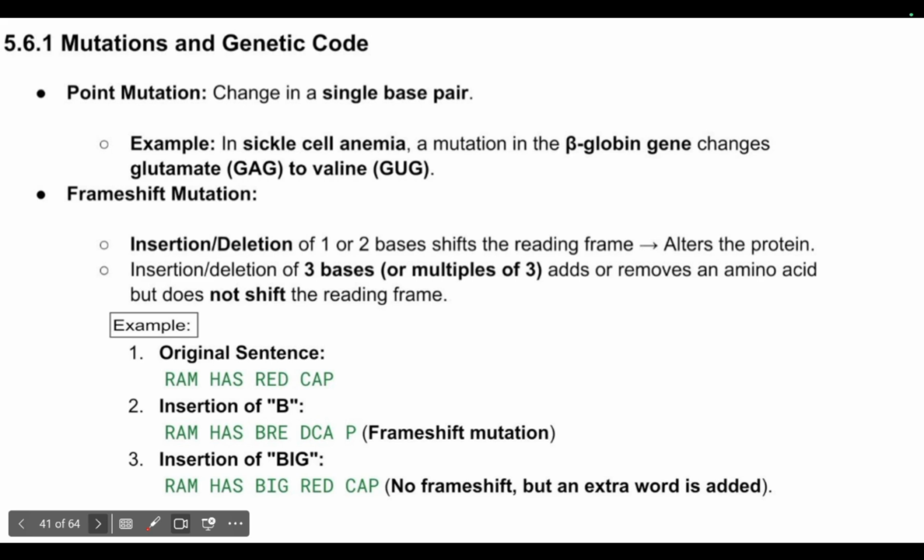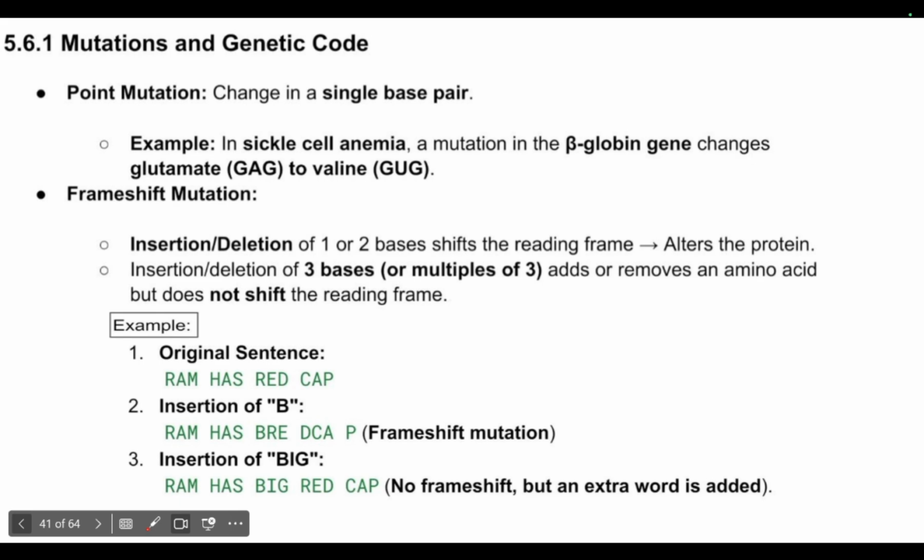In frameshift mutation, there is insertion and deletion. Insertion or deletion of one or two bases shifts the reading frame and alters the protein, whereas insertion or deletion of three base pairs or its multiples does not shift the reading frame.